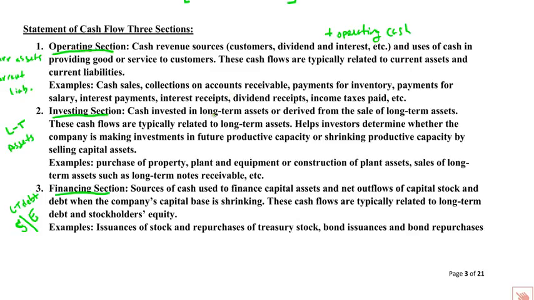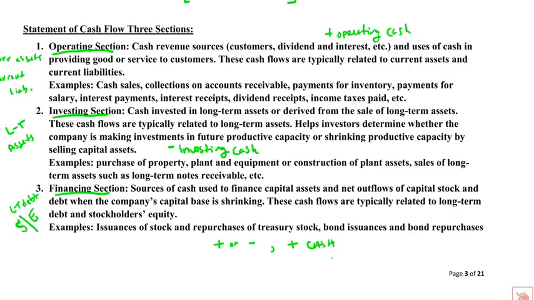The investing section, well, companies invest in themselves so that they can make profits in the future. Generally, you're going to see negative investing cash. And in the financing section, you might see positive or negative, but most of the time it's positive cash. So the company's borrowing or issuing stock.